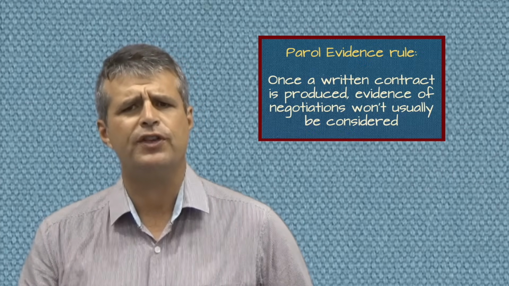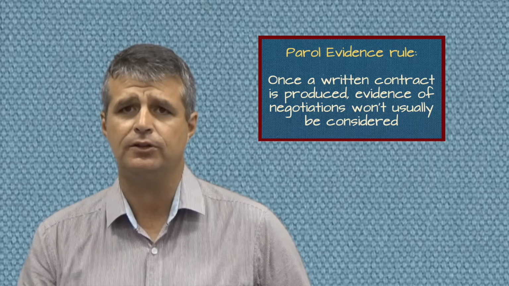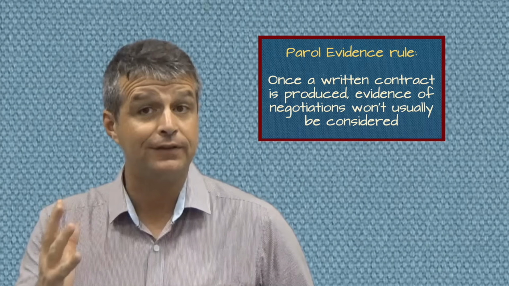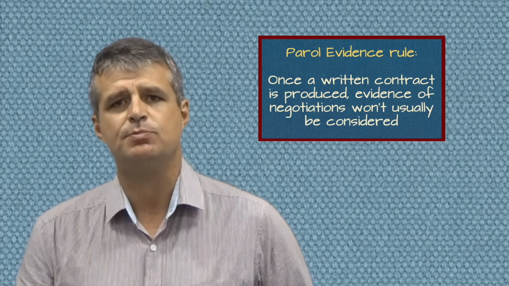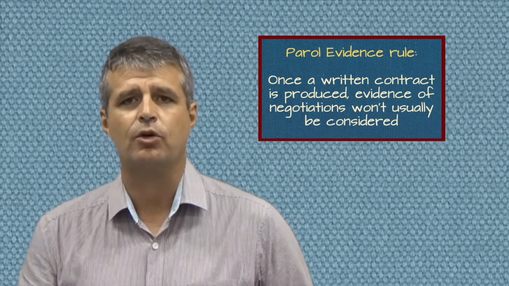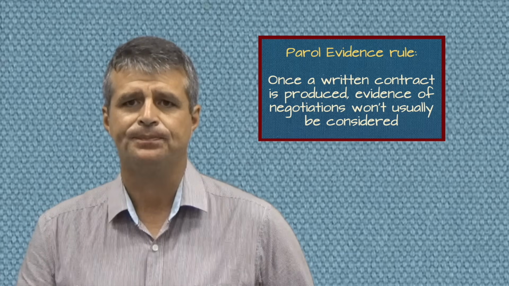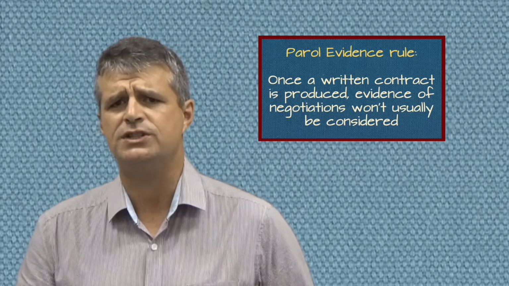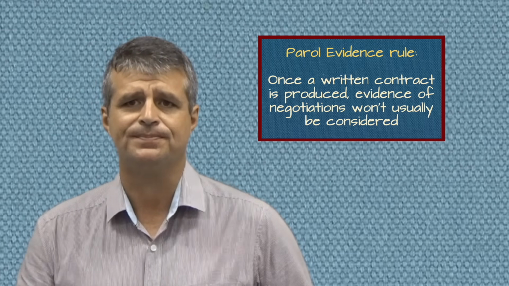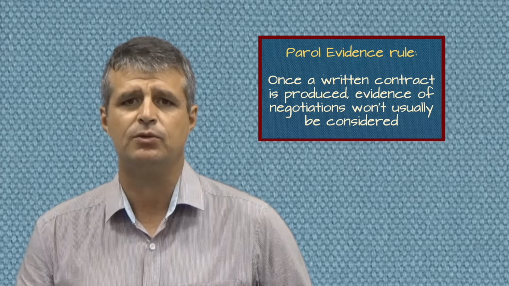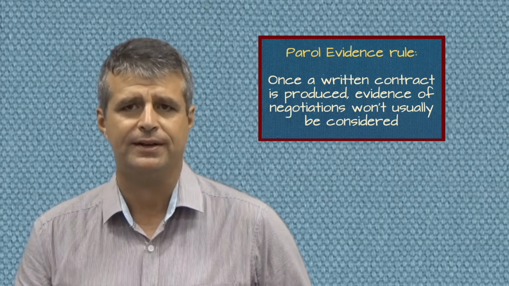Finally, we need to consider a rule called the parol evidence rule. This rule says that if there are negotiations between two parties, and then after those negotiations, the parties produce a written contract which they agree is the entire contract, well, then they've obviously chosen which bits of their discussion to put into writing. And only those things which have been written in the contract will be binding.